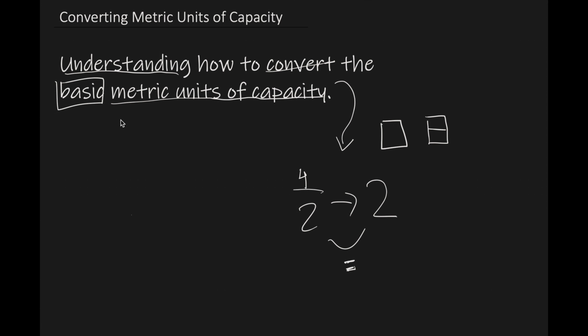Then there's the metric units of capacity. There are 2 ways of measuring, 2 measurement systems. One is the customary system, or the imperial. And then the metric unit. The metric is more widely used, more commonly used. This one is kind of an important lesson, so let's go ahead with this.